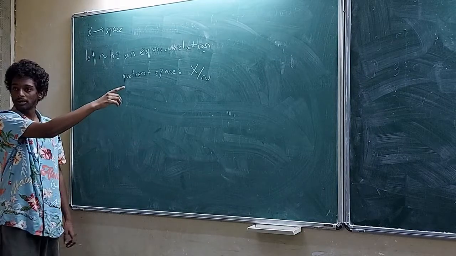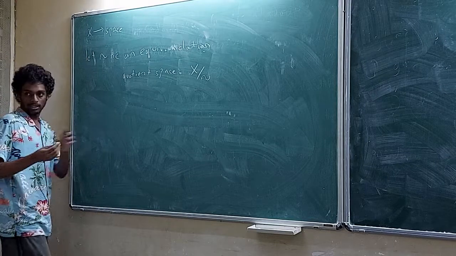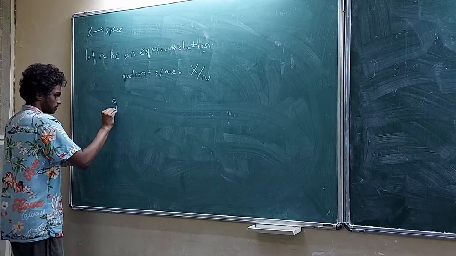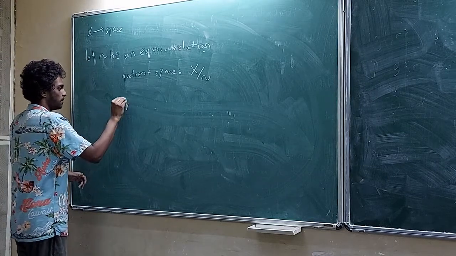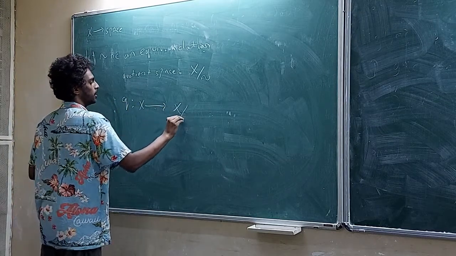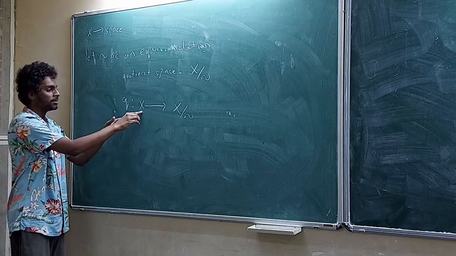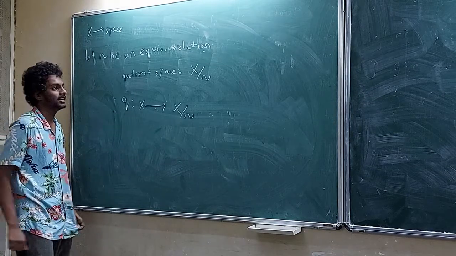But what topology do I give it? Obviously, I will mention that we'll have to take the quotient map towards this, that is Q taking X to X by this thing. What is this map? The quotient map maps every element to the class in which it lies, right?